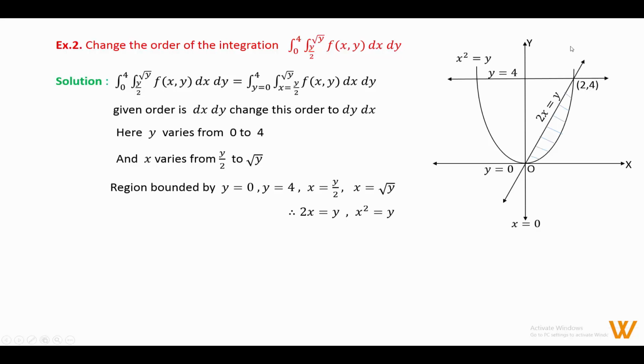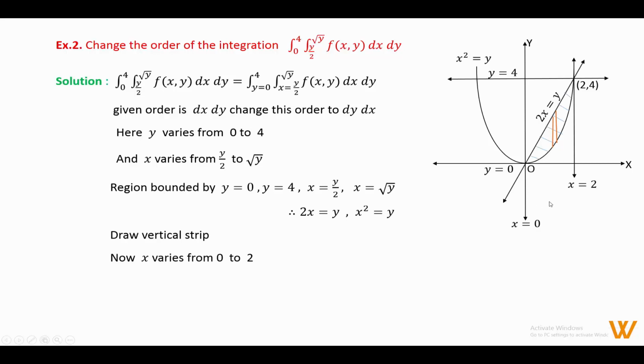Now draw the line parallel to the y-axis. This line is parallel to the y-axis, whose equation is x equal to 2. Means the new limit: x varies from 0 to 2. Now find the limit of y. For that, draw a vertical strip parallel to the y-axis in this way. Now on the parabola, the equation of the parabola x square equal to y means the value of y is x square, and on the line, the value of y is 2x. Means y varies from x square to 2x.